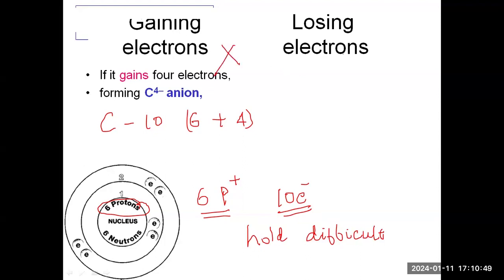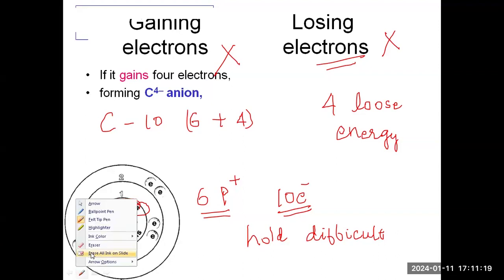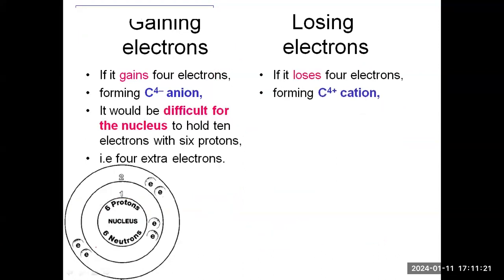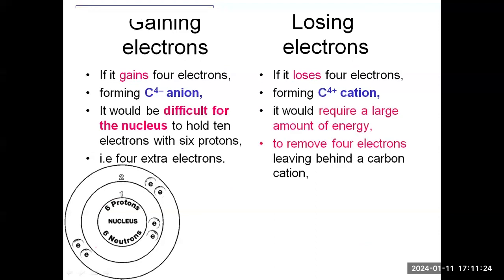Now losing electrons. To lose 4 electrons, it needs a very large amount of energy, which is practically not possible. So losing of electrons is also not possible. So in short, carbon cannot gain 4 electrons, cannot lose 4 electrons. So the only method left is sharing electrons. Carbon shares 4 electrons with the other substances to become stable.